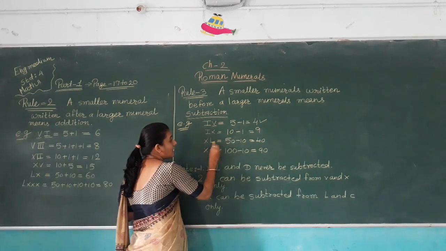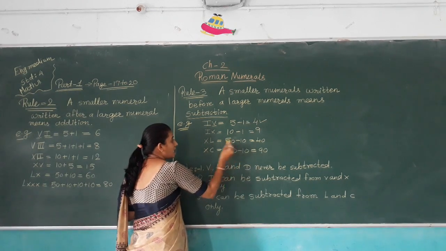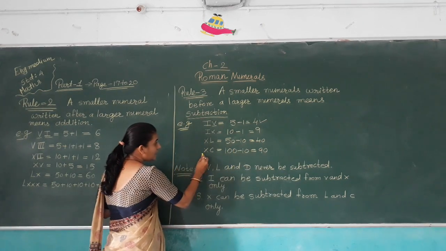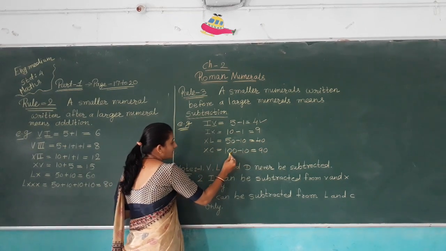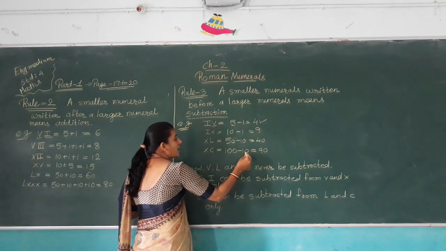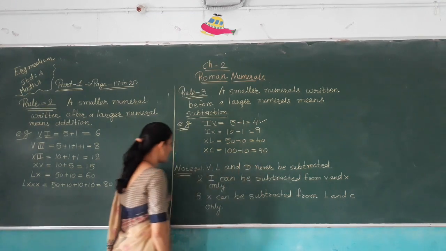XL: L is 50, X is 10, that means 50 minus 10, it's 40. XC: C is 100 and X is 10, so 100 minus 10 is equal to 90.